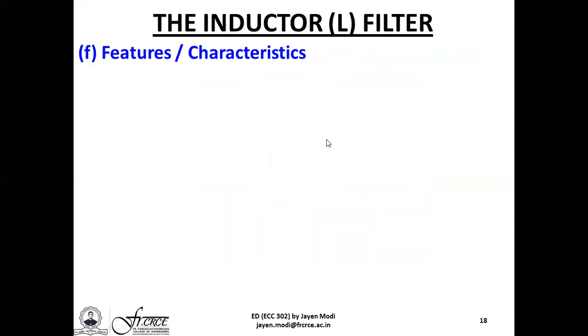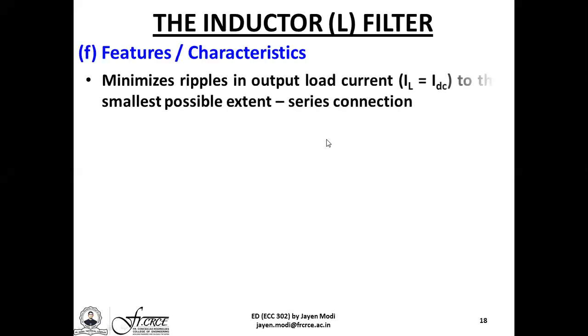The typical features or the typical characteristics of an inductor filter are as follows. First point is it minimizes ripples in the output load current. IL is equal to IDC due to the series connection, and it will minimize them to the smallest possible extent.